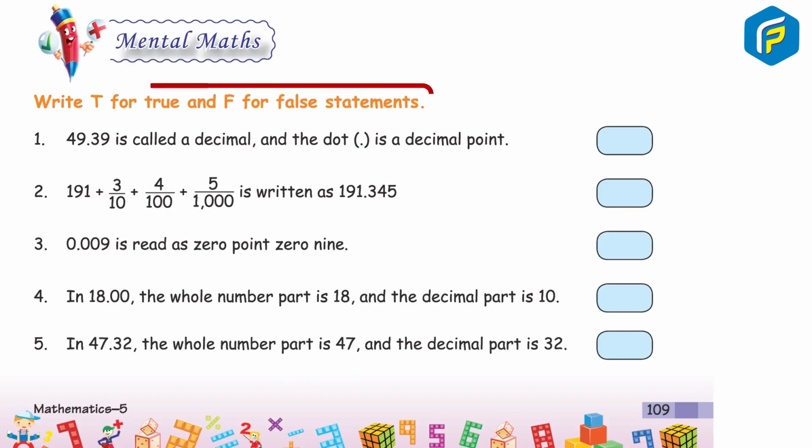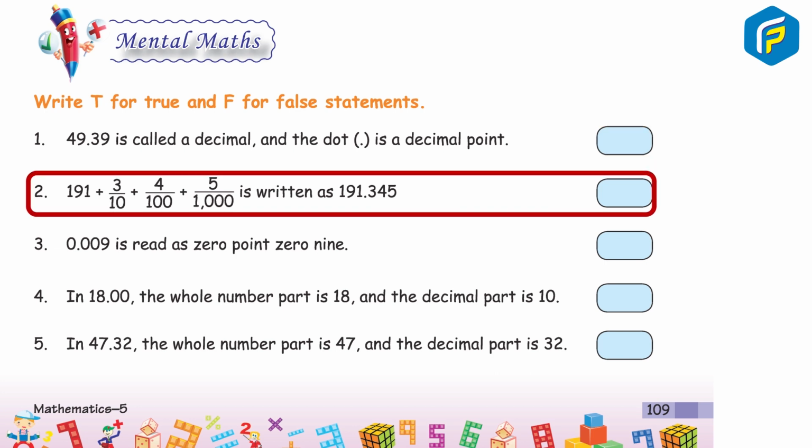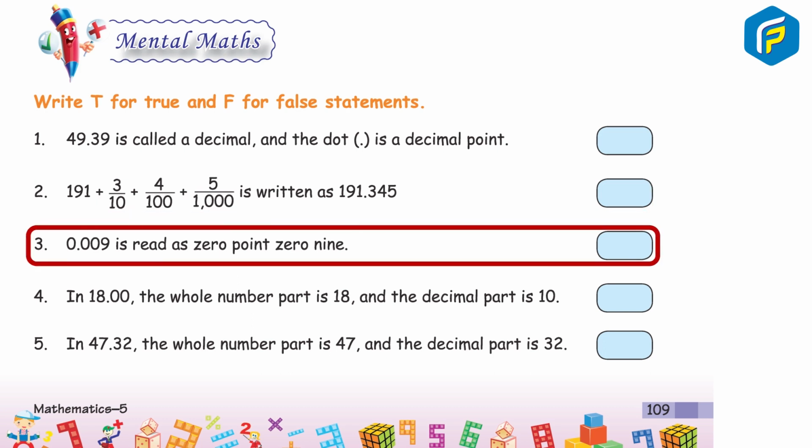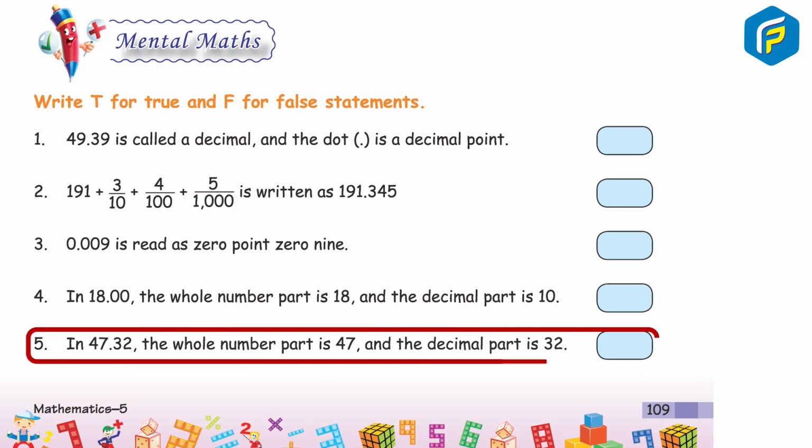Mental math. Write T for true and F for false statement. 1. 49.39 is called a decimal and the dot is a decimal point. 2. 191 plus 3 upon 10 plus 4 upon 100 plus 5 upon 1000 is written as 191.345. 3. 0.009 is read as 0.09. 4. In 18.10, the whole part is 18 and the decimal part is 10. 5. In 47.32, the whole number part is 47 and the decimal part is 32.